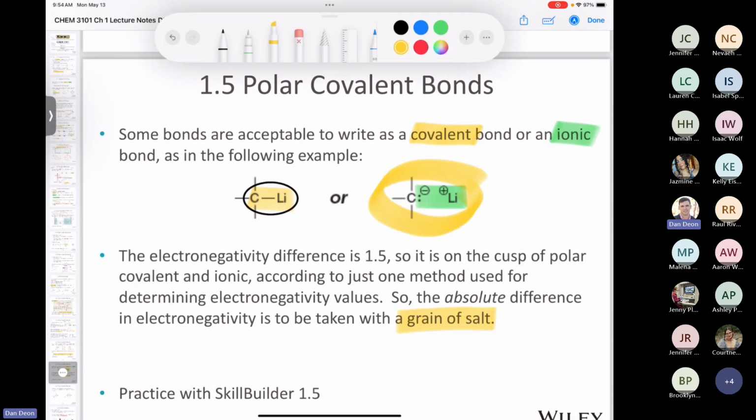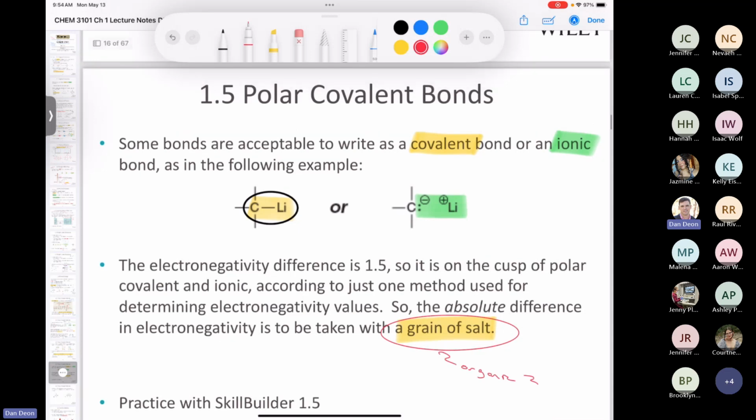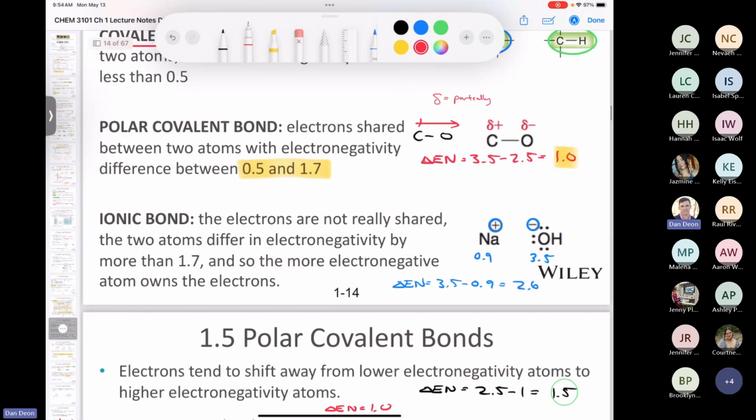But trust me, Mr. Dion will tell you when we're going to treat something as covalent and when we're going to treat something as ionic, okay? So again, in this class, our cutoff is going to be 1.7. We're going to treat something as ionic. Really, the only time that you have to worry about the exception of this is going to be in organic chemistry 2. Organic 2. And this is the first day of organic 1, so don't stress about it, okay? Don't worry about it.